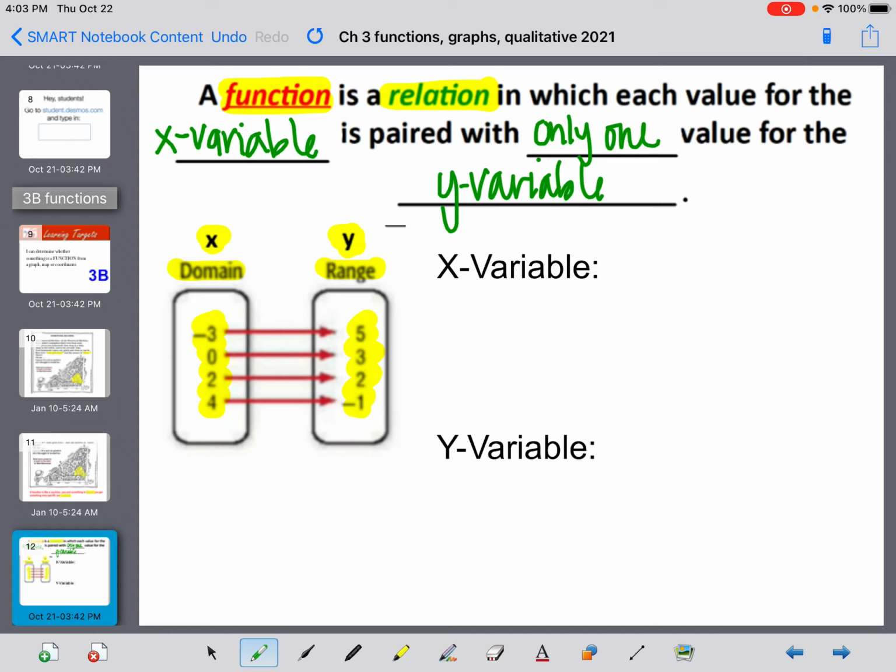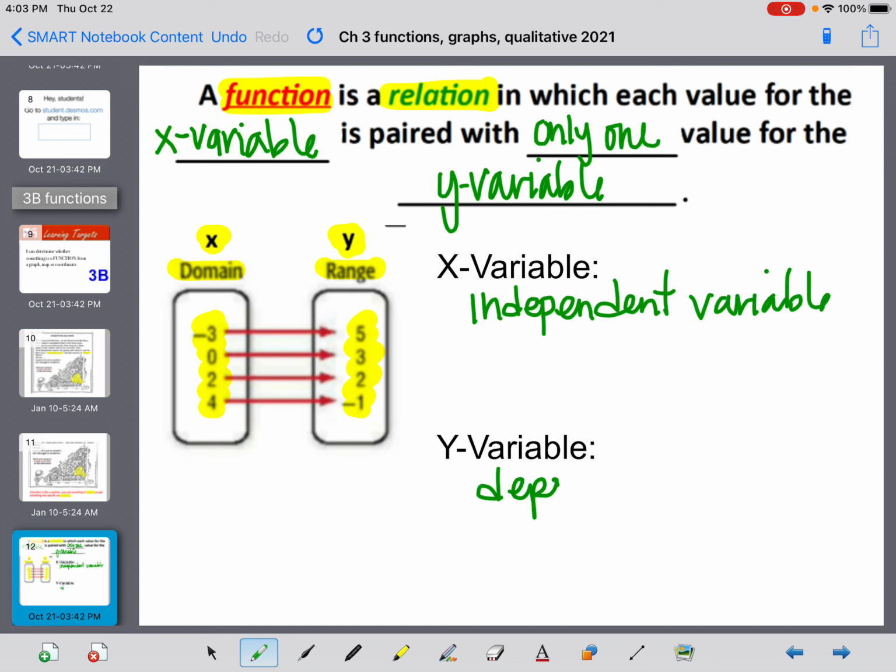So let's talk about what the x variable is. Some other names or some other things that the x variable is known as is the independent variable. We've talked about that in my class. And the y variable is the dependent variable.